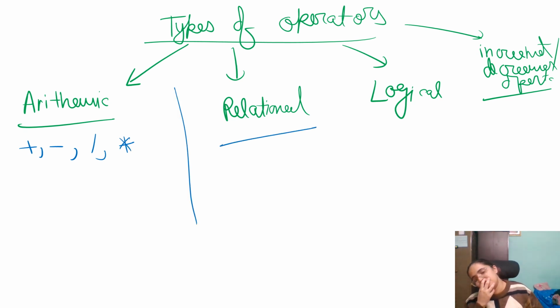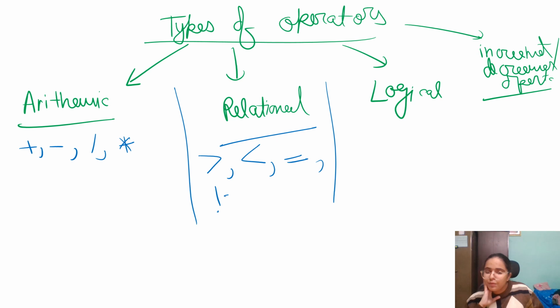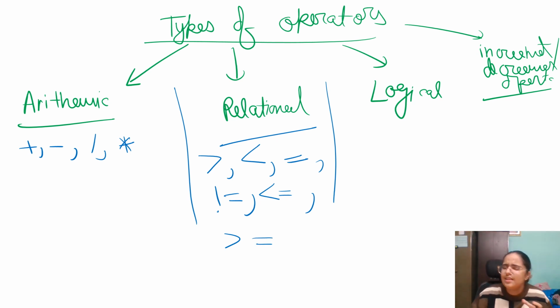Then comes my relational operator. Relational forms a relation. Is A greater than B? Or is A less than B? Or is A equal to B? Is A not equal to B, or is A less than or equal to B, or is A greater than or equal to B? All these relations are under my relational operators.